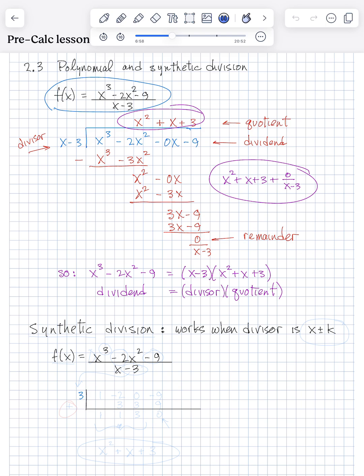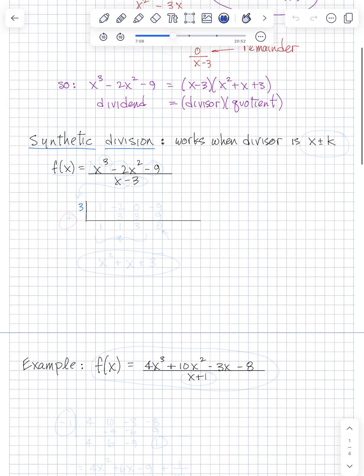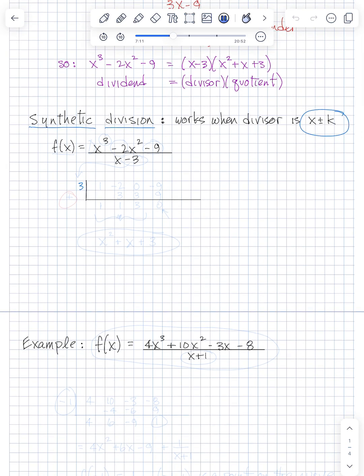Okay, let's look at synthetic division. And a lot of people think synthetic division is easier. I'm one of those. But it only works when your divisor is x plus k or x minus k. So let's look at our first example. f of x equals x cubed minus 2x squared minus 9. So you draw this divisor sign like I have it here. And this value here goes here, but it's the opposite sign. So if it's a negative 3, we just leave it as a positive, because what we're going to be doing is adding in this case.